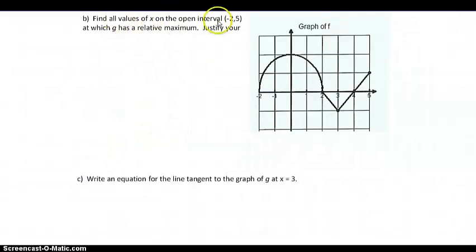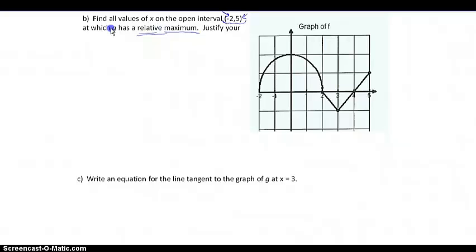Find all values of x on the entire open interval from -2 to 5, at which g has a relative maximum. Now look what they did here for us. They threw the endpoints out because on relative maxes and mins, the endpoints don't count. The endpoints are only critical points for us if they want absolutes or globals.